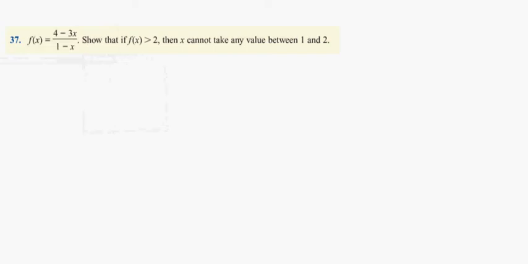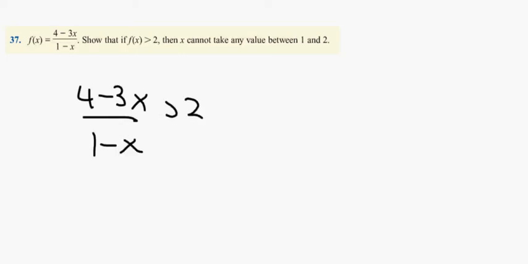Okay, so this is exercise 4.2, question 37. If f of x equals (4 minus 3x) divided by (1 minus x), show that if f of x is greater than 2, then x cannot take on a value between 1 and 2. So what we have is (4 minus 3x) over (1 minus x) is greater than 2.